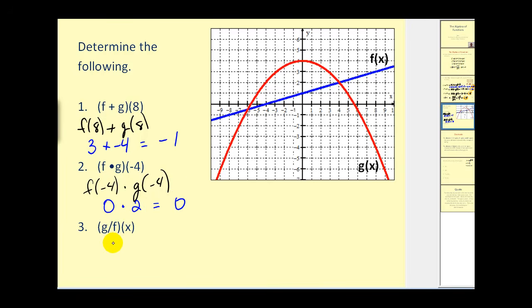And on this last example, we do not have enough information to answer this question because we do not have the equations for the functions.